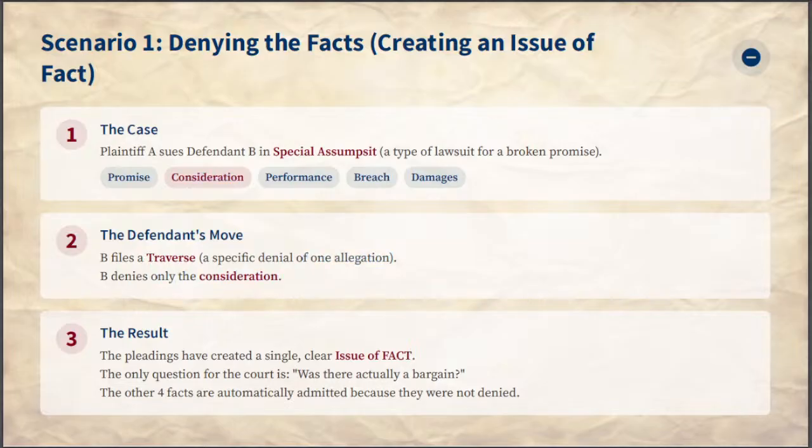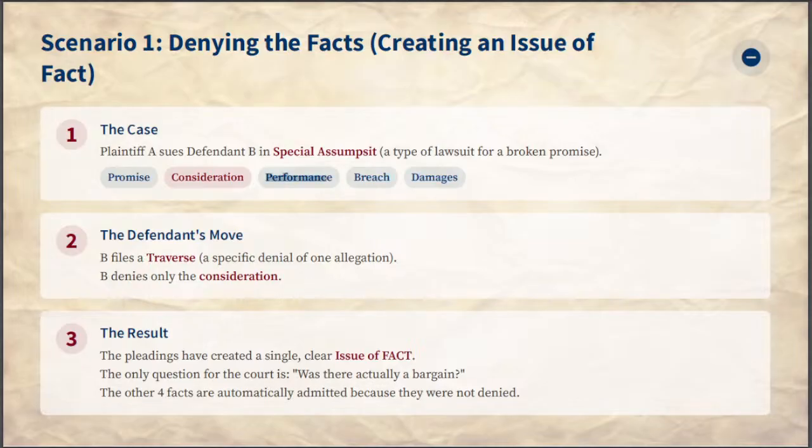That's why that's red. So plaintiff A sues for the special assumpsit for all of these counts, but B only denies the consideration. The result? The pleadings have created a single, clear issue of fact. The only question for the court is, was there actually a bargain, a consideration? The other 4 facts of promise, performance, breach, and damages are automatically admitted because they were not denied. So you see how that works there. If the defendant only denies one allegation, the consideration, then the others pretty much are still standing.